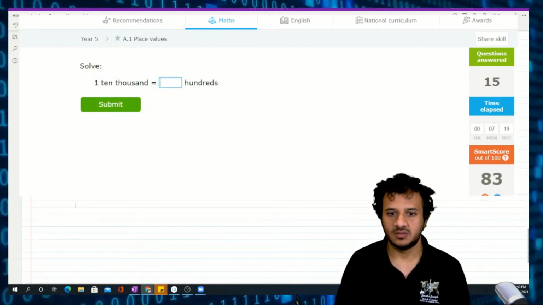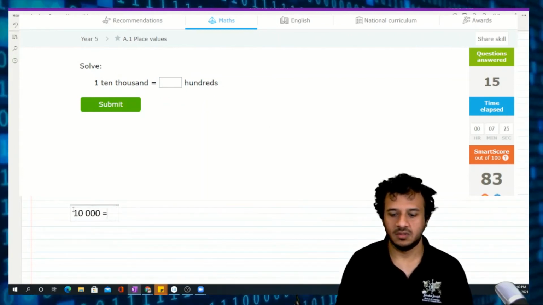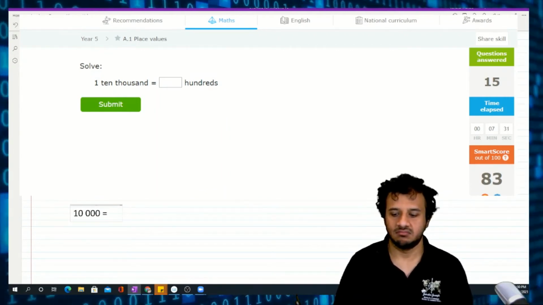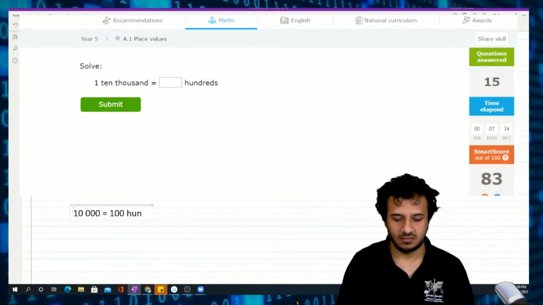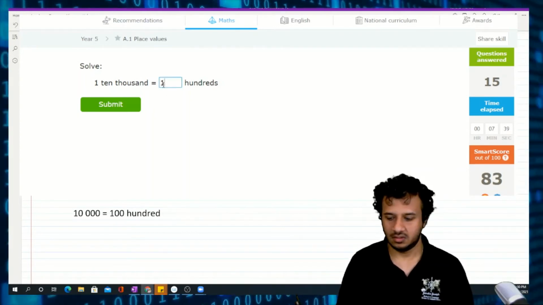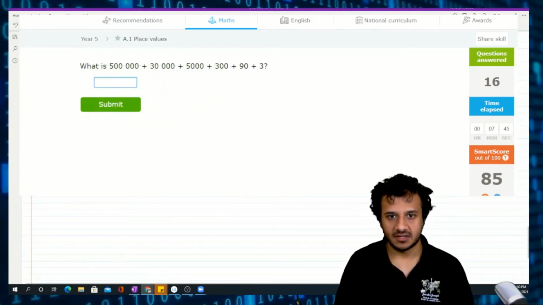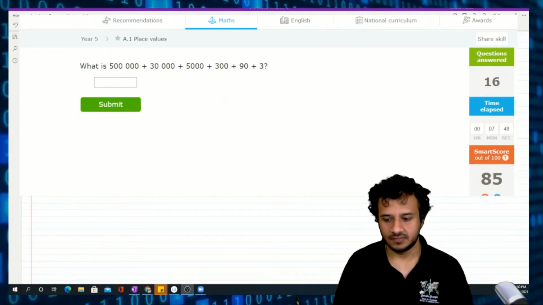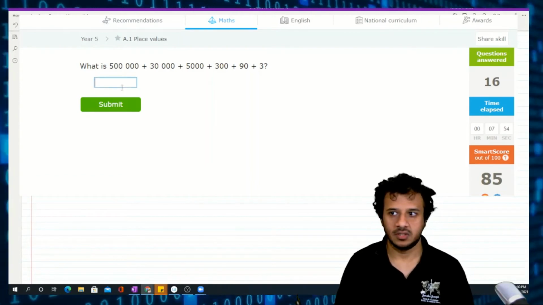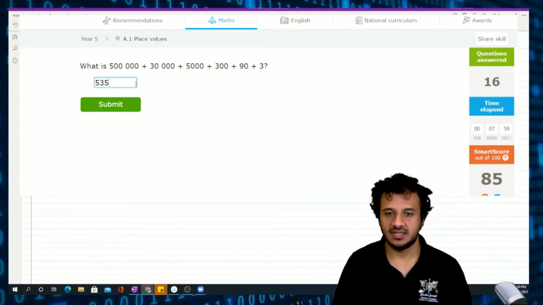1 times 10,000 will be just 10,000. Is equal to, what are they asking? How many hundreds? What times 100? 100 times 100. Pretty obvious, so I should write 100 here. 500,000 and 30,000 will be 530,000 and another 5,000, 535,000. And 390 and a 3 will be 393.